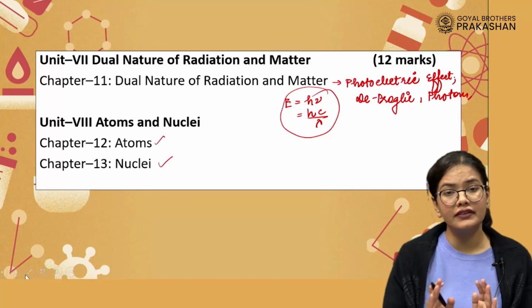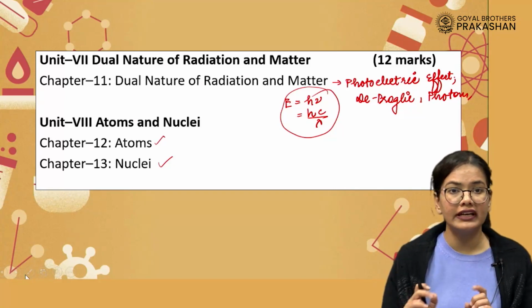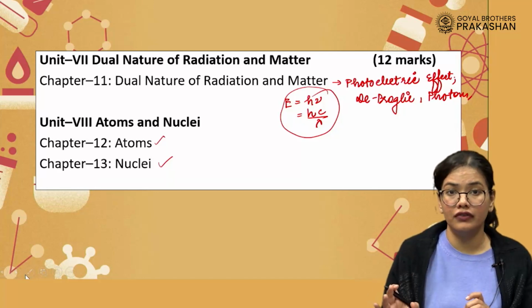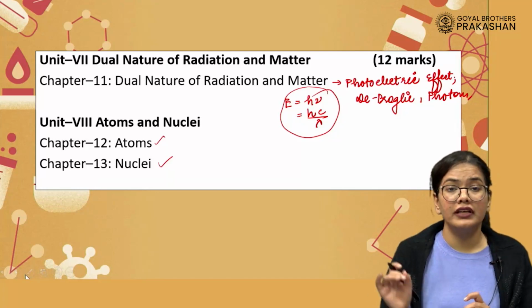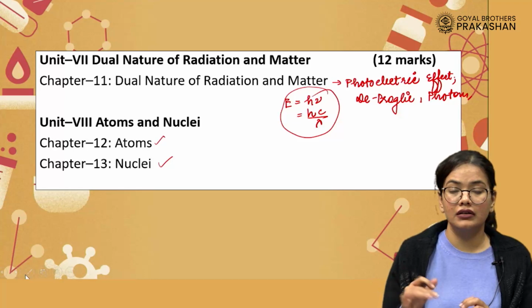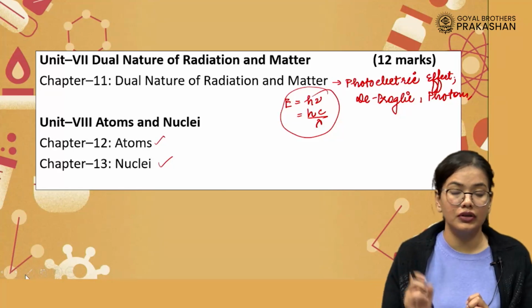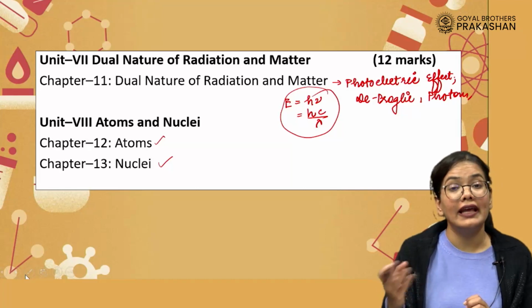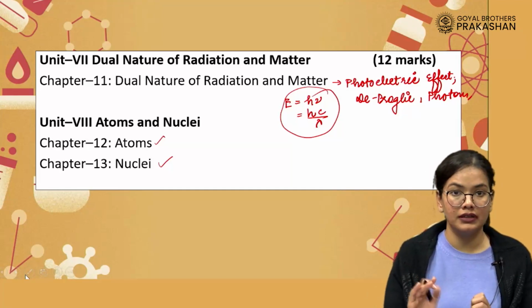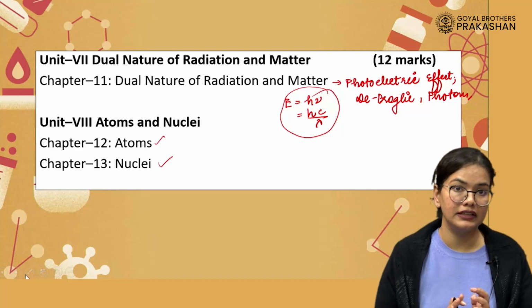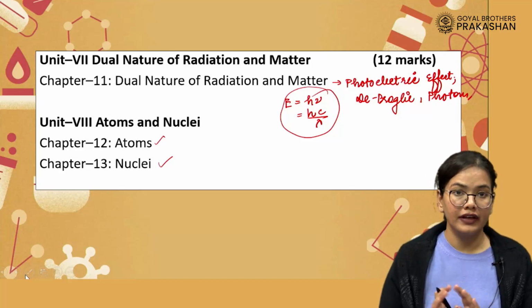The qualitative treatment is there, you do not need to know the derivation, but you need to know the final formula: the energy of the electron in the hydrogen atom in the nth orbit. That becomes important. The derivation is very long and has been deleted from the syllabus, so you should be aware of that.